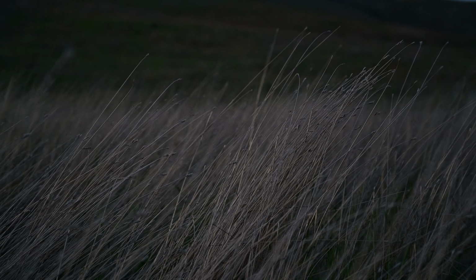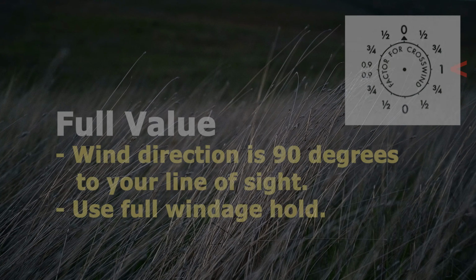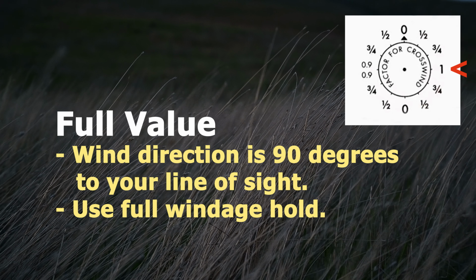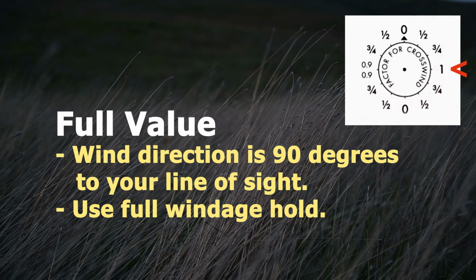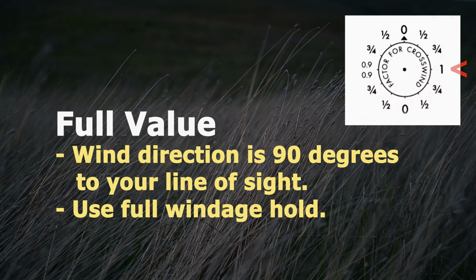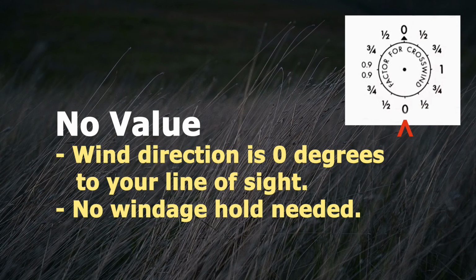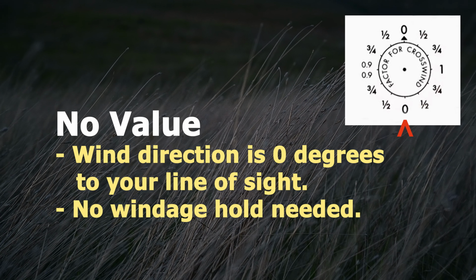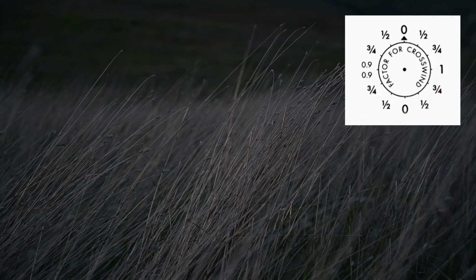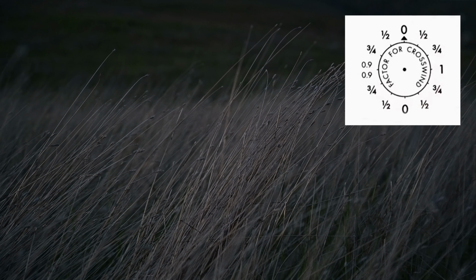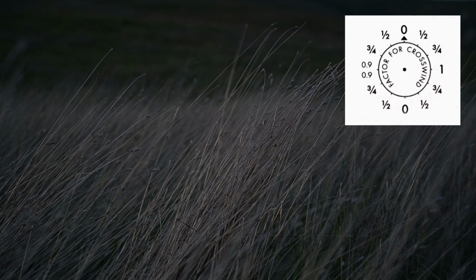It's important to note that all of these equations produce full value windage, which is the hold required when the wind is 90 degrees to your line of sight. No value windage is when the wind vector is in line with your aim at 0 degrees and requires no windage adjustment. There are a myriad of diagrams out there showing variations on values between 0 and 90.